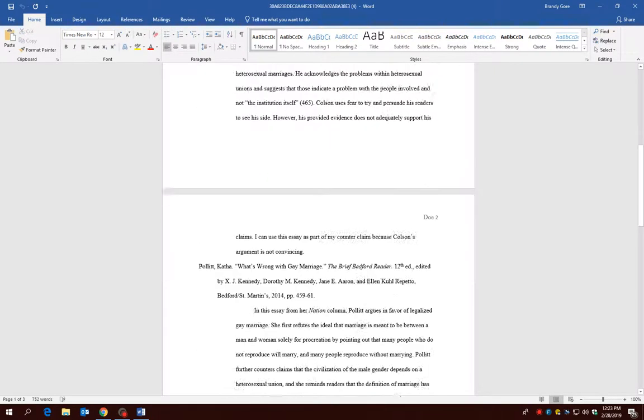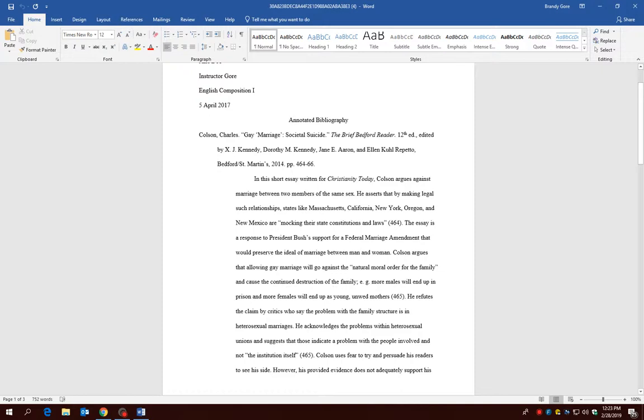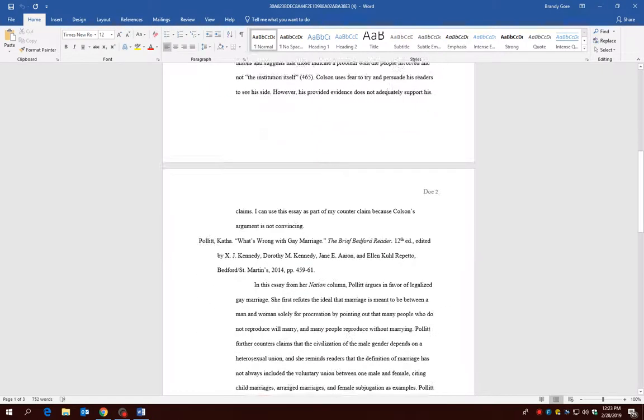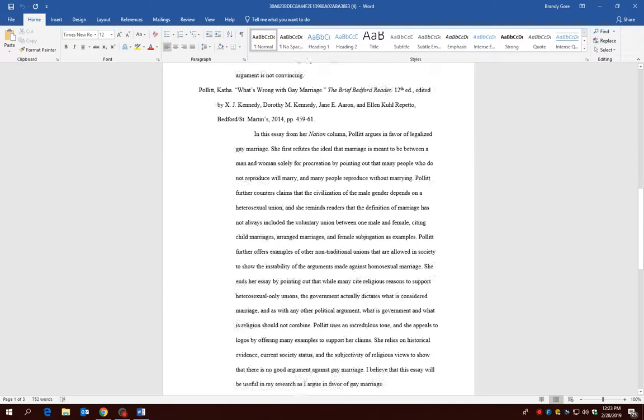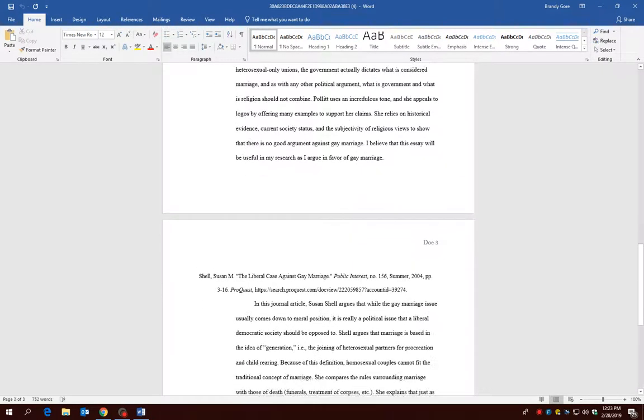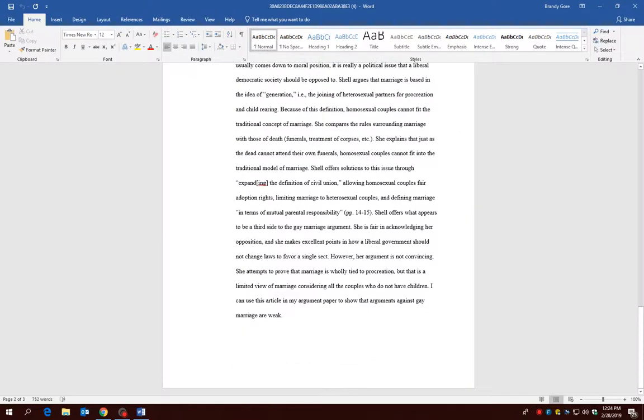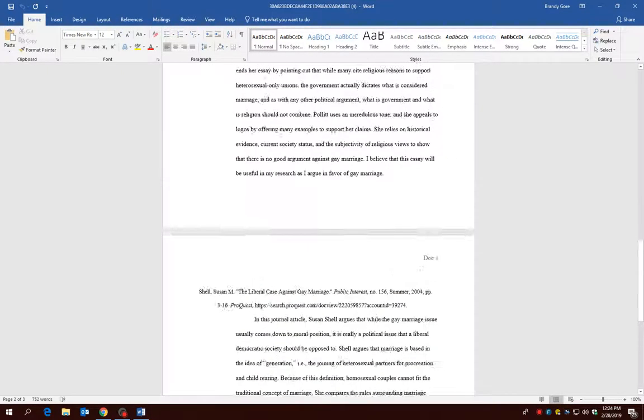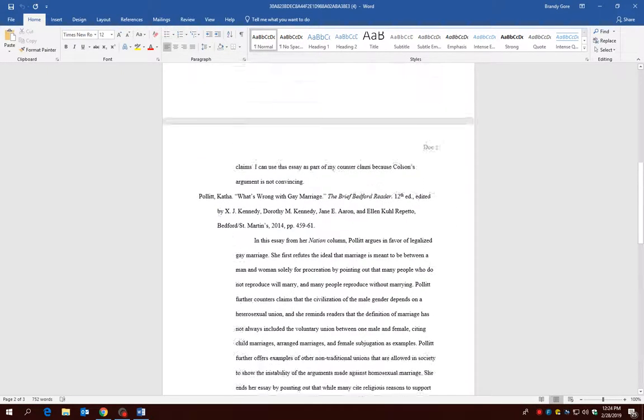And you go in alphabetical order. The first author is Colson, the second one is Pollitt here, and the third author is Shell. That's what your final annotated bibliography will resemble right after spring break.